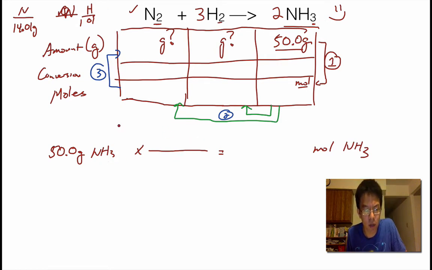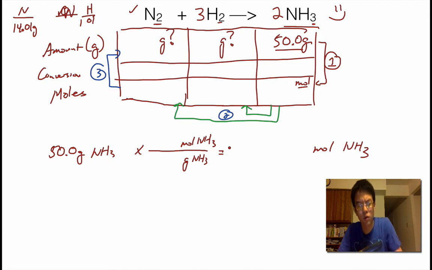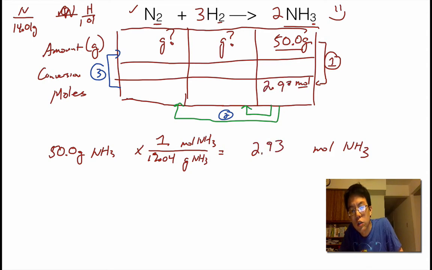But before I do, let me set up my units. I know I want to cancel my grams of NH3. I'm going to put that at the bottom. And I know I want to get to moles of NH3, so I'm going to put that at the top. Okay, all right, so I take my 14.01 plus 3 times 1.01. That's going to give me 17.04 grams of NH3 per 1 mole. So I'm going to take 50.0 divided by 17.04 times 1, which is the same thing. That gives me 2.93 moles of NH3. Great. So now I know I have 2.93 moles of NH3.